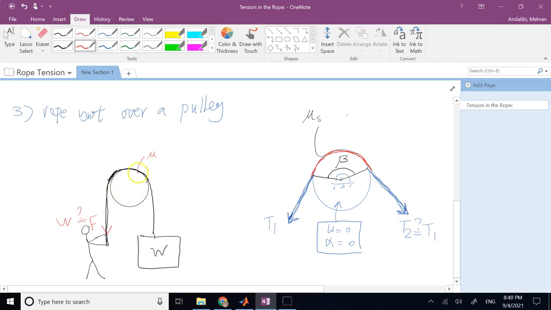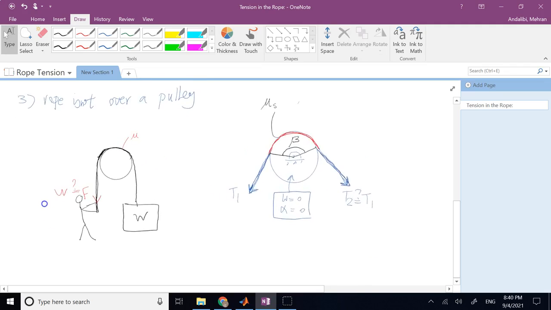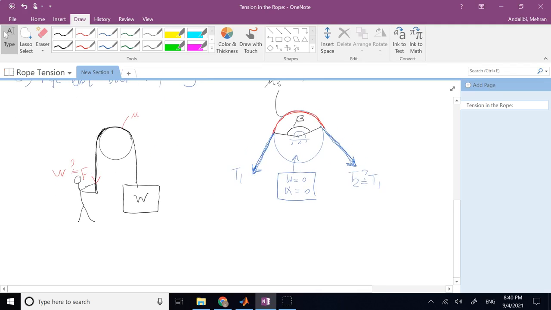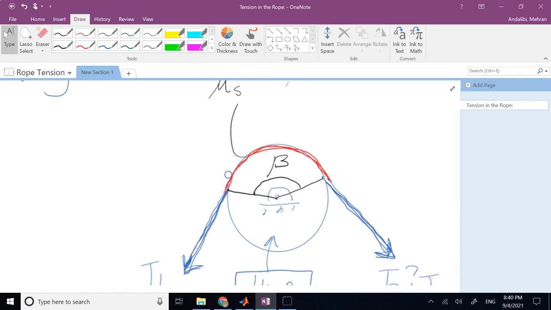Why? Because friction would come to help you. How? Let's take a look. For this case, what I'm going to do is focus on a small portion of this rope, let's say from here to here, in front of this angle d theta.